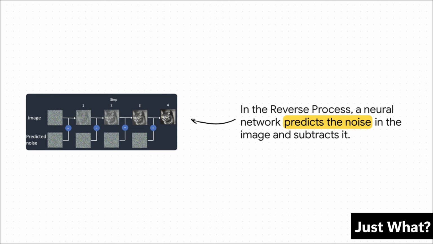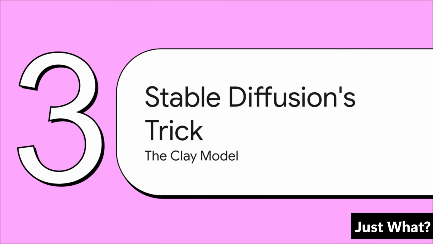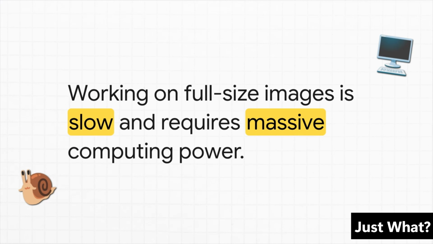It's amazing. Now, as you can probably imagine, doing this on a giant, high-resolution image is incredibly slow and takes a ridiculous amount of computing power. And this is where Stable Diffusion came in with this absolutely brilliant shortcut. We can think of it like making a small clay model before you start carving the giant marble statue. And that really was the big problem with the first diffusion models.